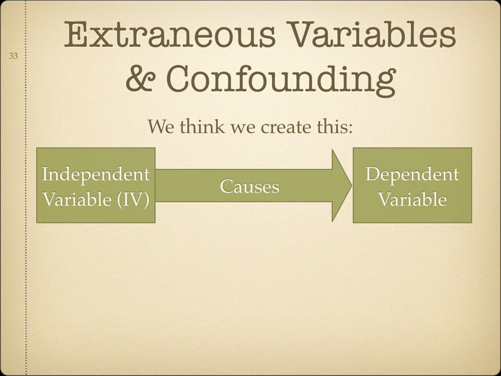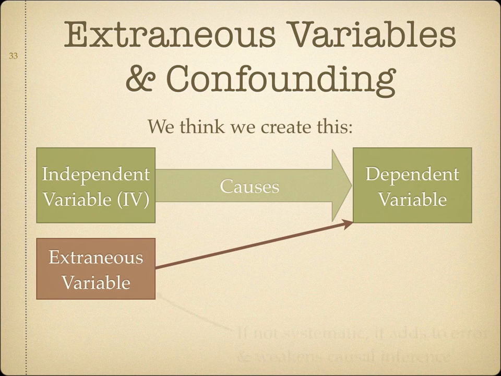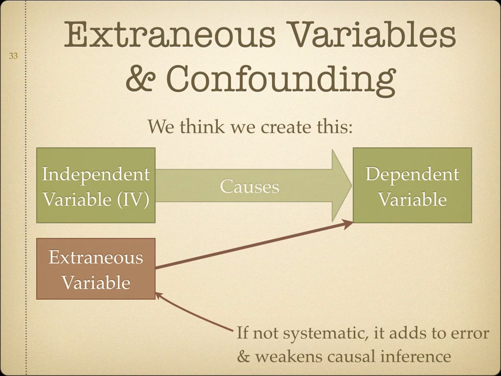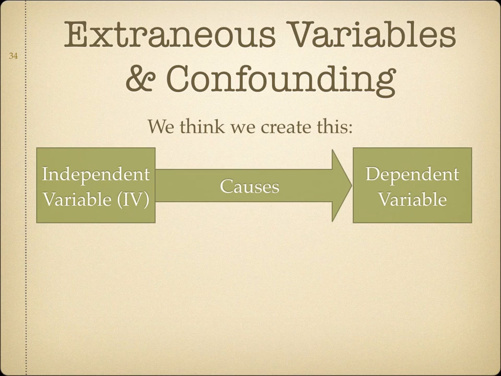It looks kind of like this. Imagine that we have an independent variable and we believe we've created a study where we can say it causes the changes we see in the dependent variable. Of course, there might be an extraneous variable out there. I think there often is. Now, if it's not systematic, all it does is weaken our ability to state that there's a causal relationship.